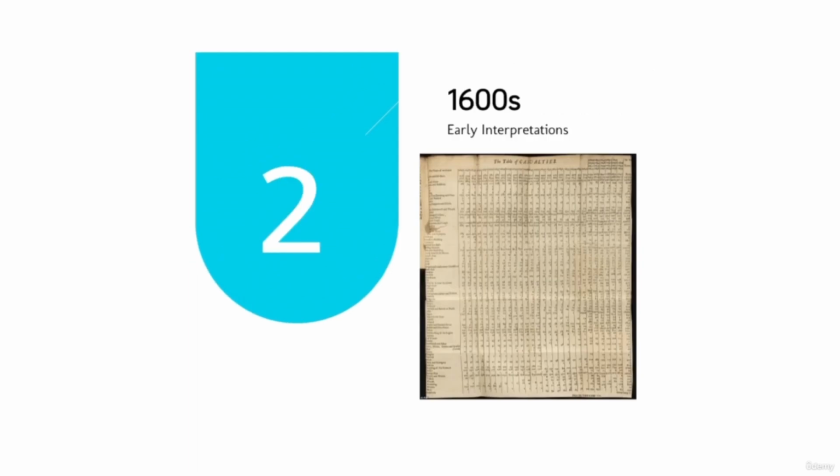Early interpretations. In 1663, John Graunt conducted one of the earliest recorded instances of data analysis. He studied the death records kept by London parishes. From this, he was able to make observations about the varying death rates between genders and even predict life expectancy.